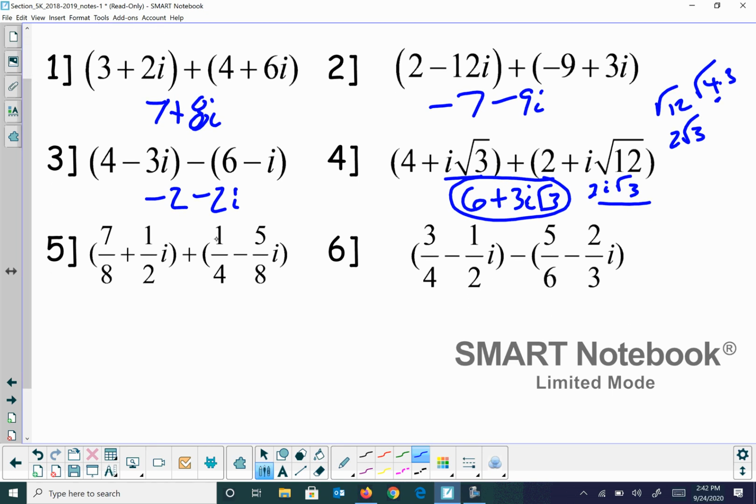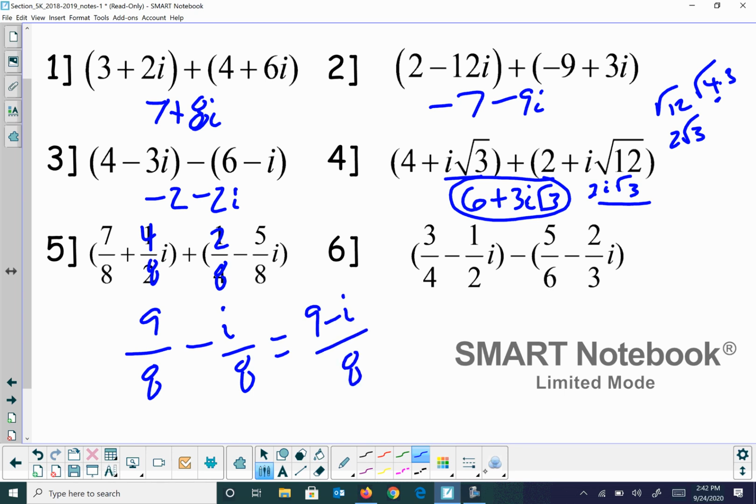Same thing when we have some fractions. So I'm going to make this 2 over 8, to get a common denominator. So 7 plus 2, I get 9 over 8. Leave it as improper, please. And I also am going to take care of this. I'm going to make this 4 over 8. Have a common denominator. So 4 minus 5 is negative 1. So negative i over 8. We could also clean this up to go 9 minus i all over 8.